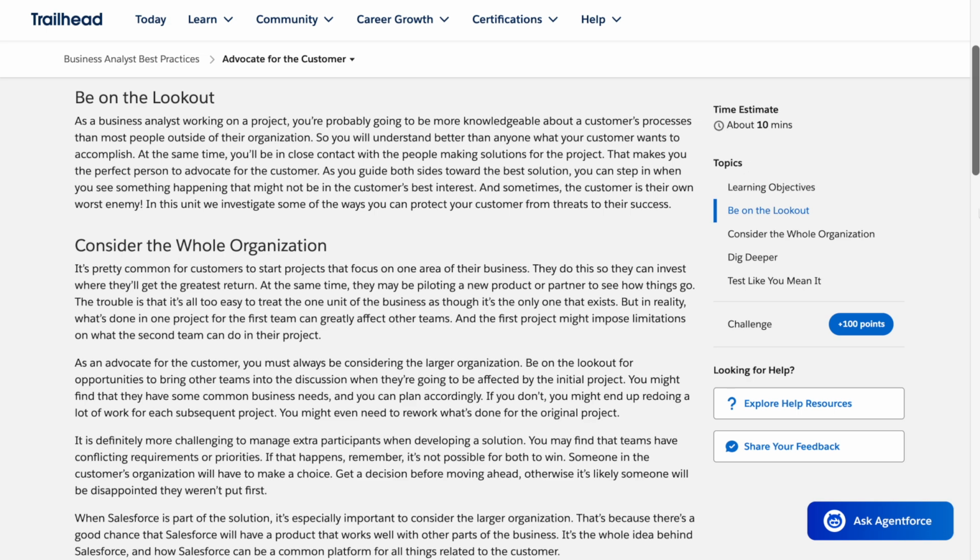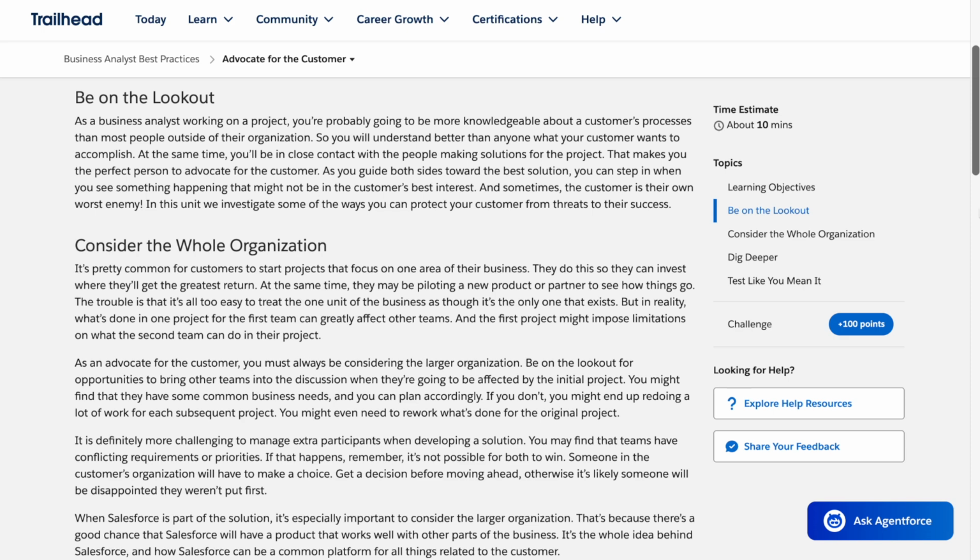Be on the lookout. As a business analyst working on a project, you're probably going to be more knowledgeable about a customer's processes than most people outside of their organization. So you will understand better than anyone what your customer wants to accomplish. At the same time, you'll be in close contact with the people making solutions for the project. That makes you the perfect person to advocate for the customer.